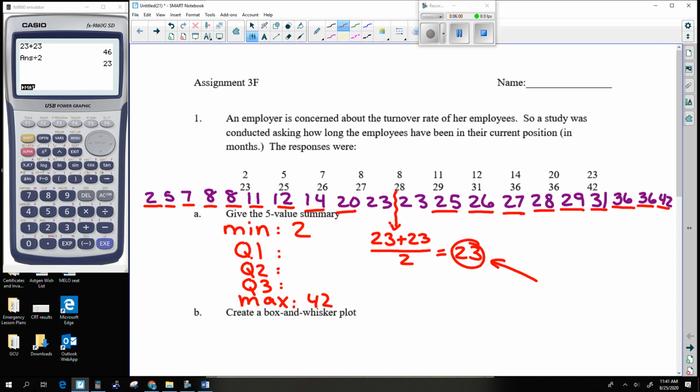So what I'm saying to you is this 23 that is on the low side now belongs to what I call the low side numbers, and that's these numbers to the left. This other 23 now belongs to the high side. So I have low side numbers and high side numbers.